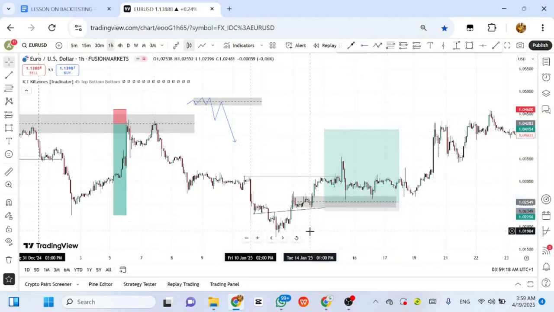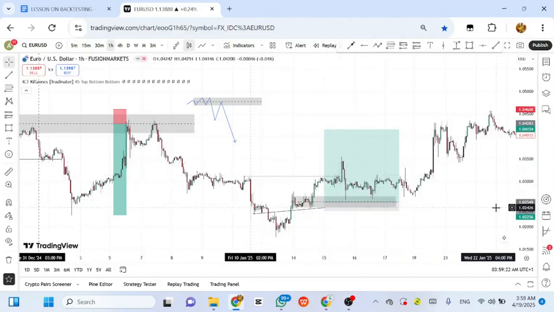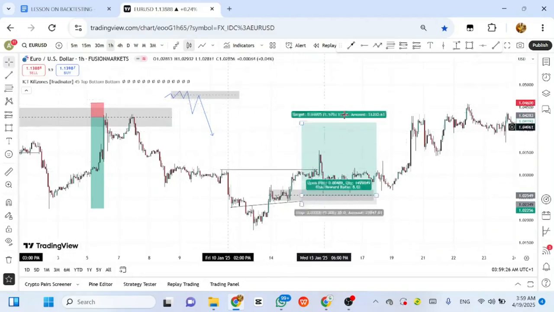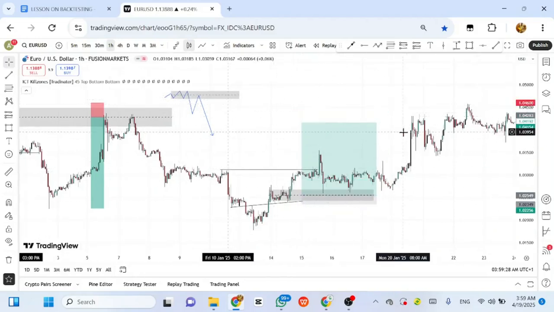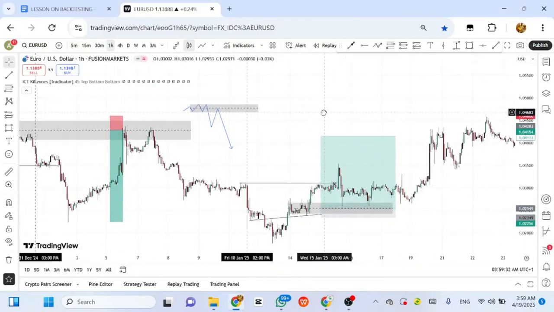So what happened now? If you notice now, the market came down with this risk entry, but the market did not activate us. So these are part of the things you will learn in your backtesting. These are part of the things you are going to learn in your backtesting, right?